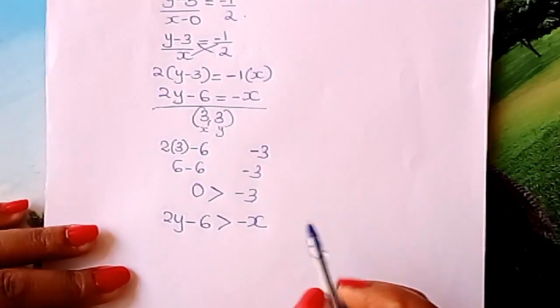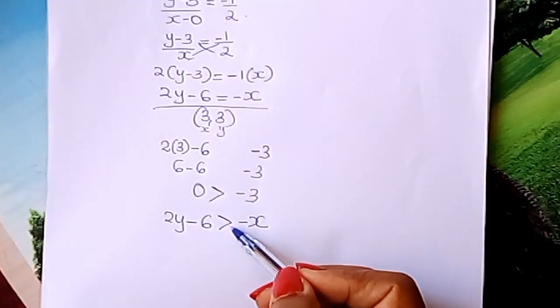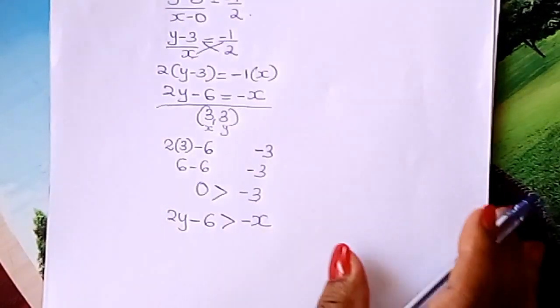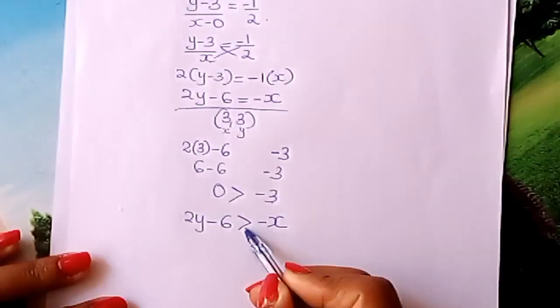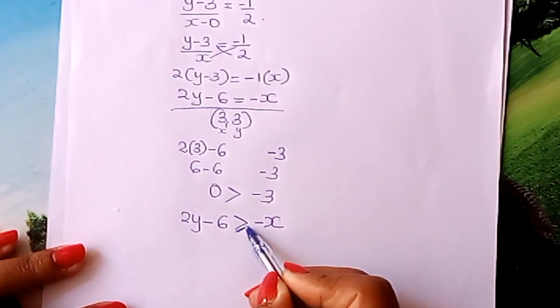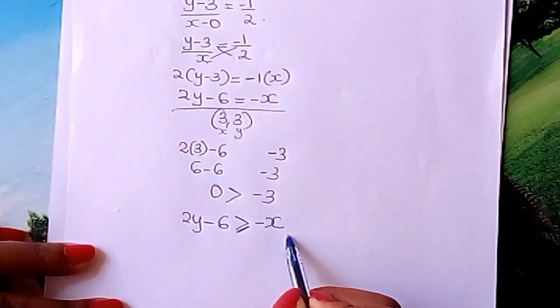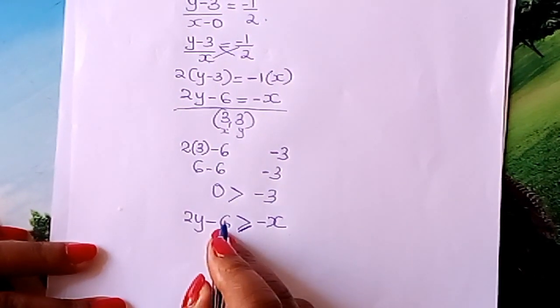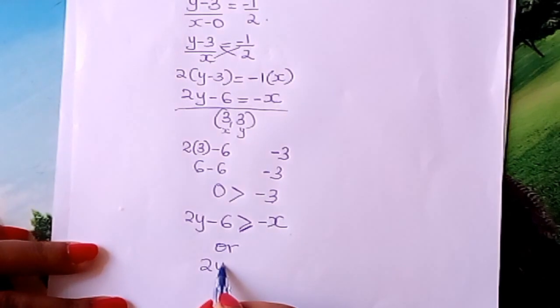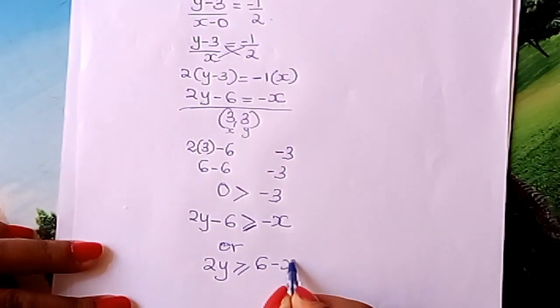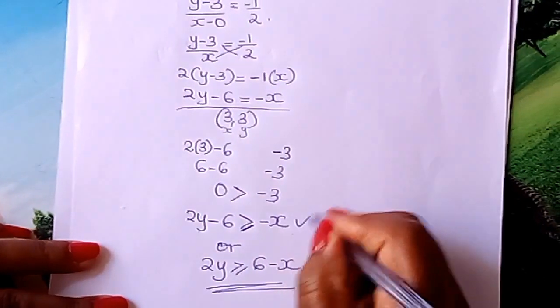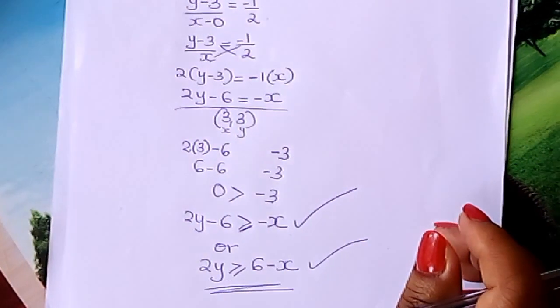So from there, learner, you ask yourself, will this sign be accompanied by an equal to sign or not? You come and check on your line. Your line is solid, and therefore if it is a solid line, our inequality will be accompanied by an equal to sign. So learner, you can leave your answer like this, or you may decide to take negative 6 to the other side, so it becomes positive 6, and so on and so forth. So either this or this is correct.